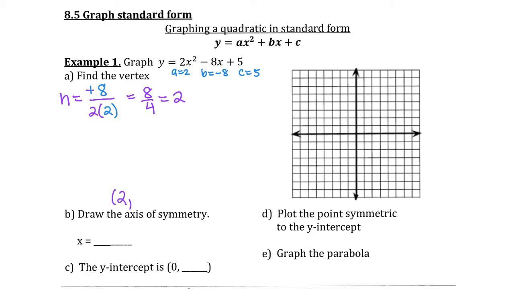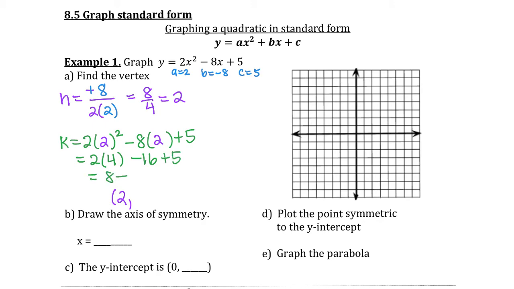Okay, to get the y-coordinate of the vertex, I'm going to plug the 2 back into the original equation. So 2 times x squared minus 8 times x plus 5. Okay, and then I'm going to go ahead and evaluate this. Make sure you do your exponent first. So 2 times 4 minus 16 plus 5, which is 8 minus 16 plus 5. You're welcome to put that in your calculator. That would be -8 plus 5, which is -3. Okay, so the first piece of information is that the vertex is at 2, -3.